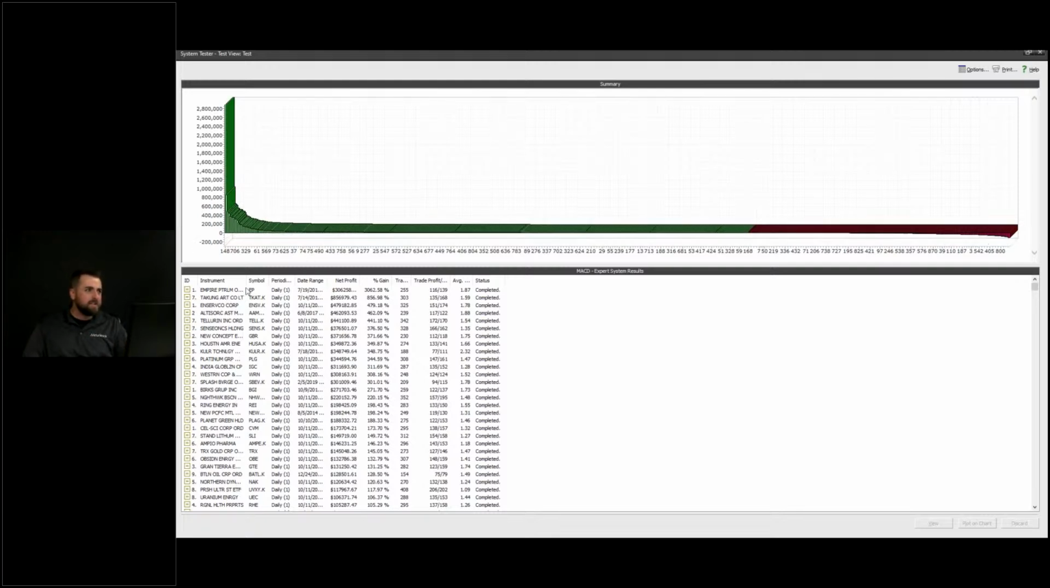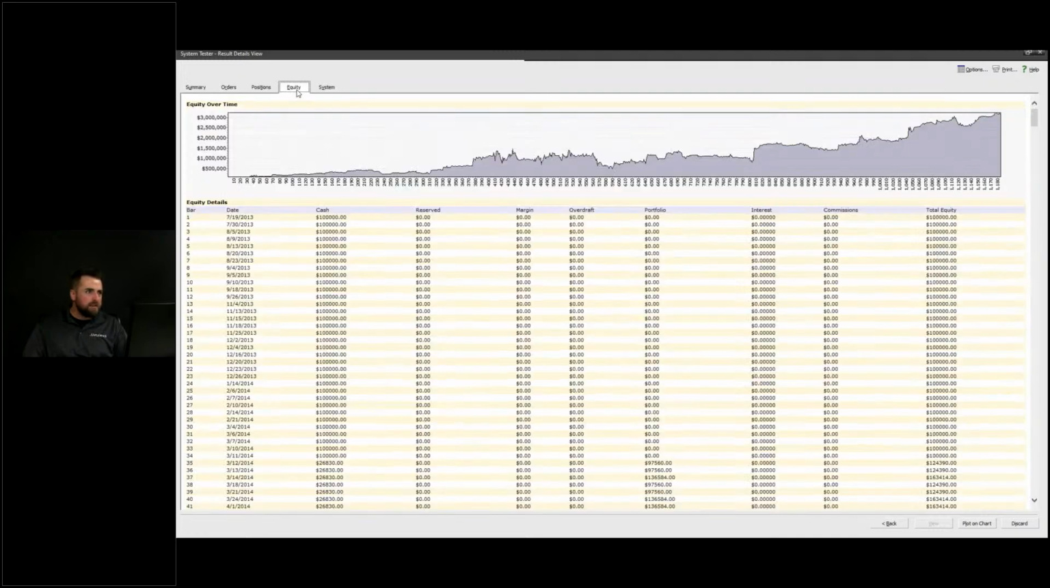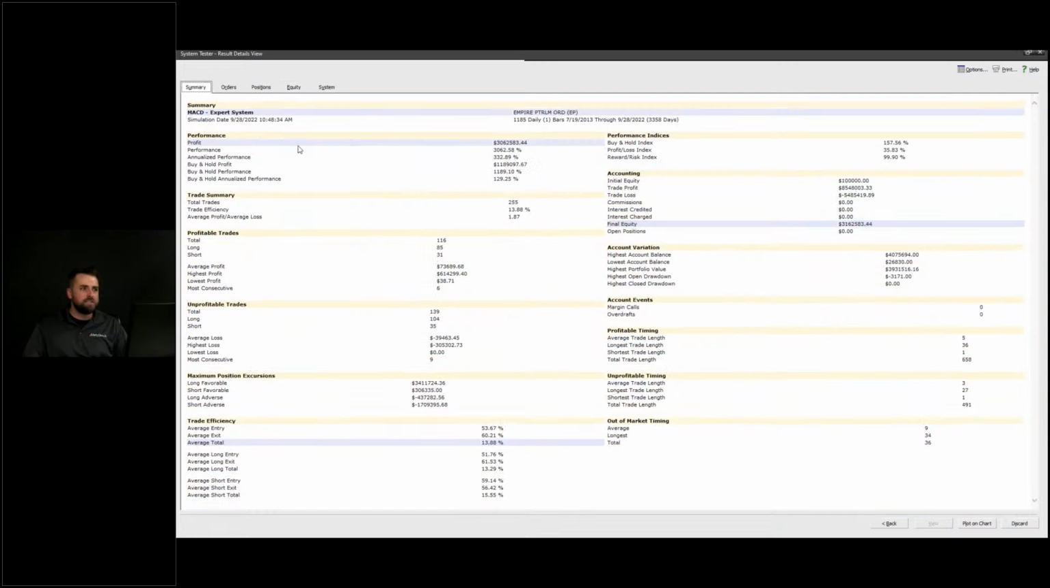Oftentimes when you see something like that, it's just one security that's kind of an outlier. This security had a 3,000% gain if you traded it with the MACD over the last 5 years, which is pretty wild. Let's take a look at that real quick. I like to look at this equity curve. It looks like it was even up over time. So I'm guessing this security, actually, if we go into this summary just to check it out, the performance on this was the 3,000%.